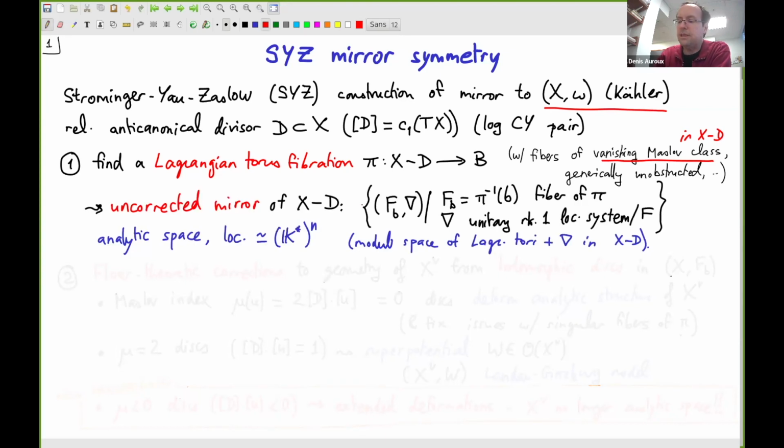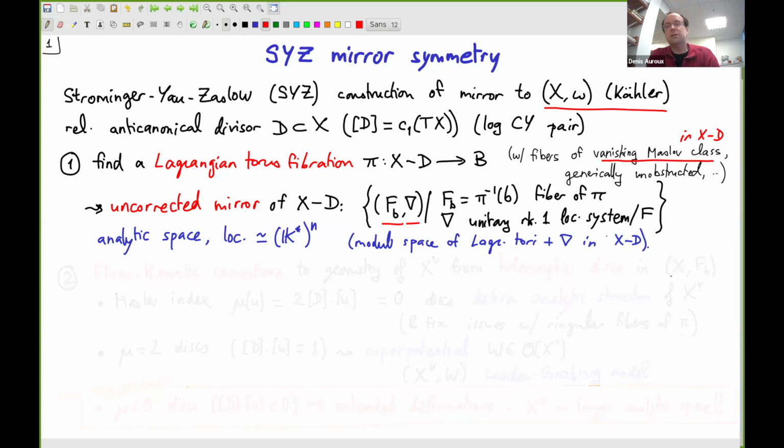So the proposal, this is not the language in which SYZ said it, but it's the reinterpretation after many years of homological mirror symmetry. The uncorrected mirror of X minus D is going to be a space of pairs consisting of F, nabla. So F is going to be a fiber of this Lagrangian fibration. And we want to equip it with a unitary rank 1 local system over it.